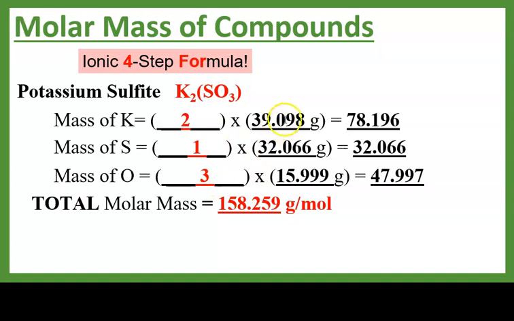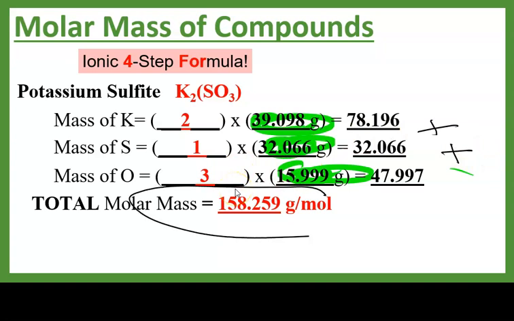All right, so once we put in, again, these numbers right here are from the periodic table. Those are just the molar masses from the periodic table. Then you're going to multiply them by those subscripts. Our final step is that you have to add them all together. So to finish it off, you have to say 78.196 plus 32.066 plus 47.997. And that gives you your final answer.